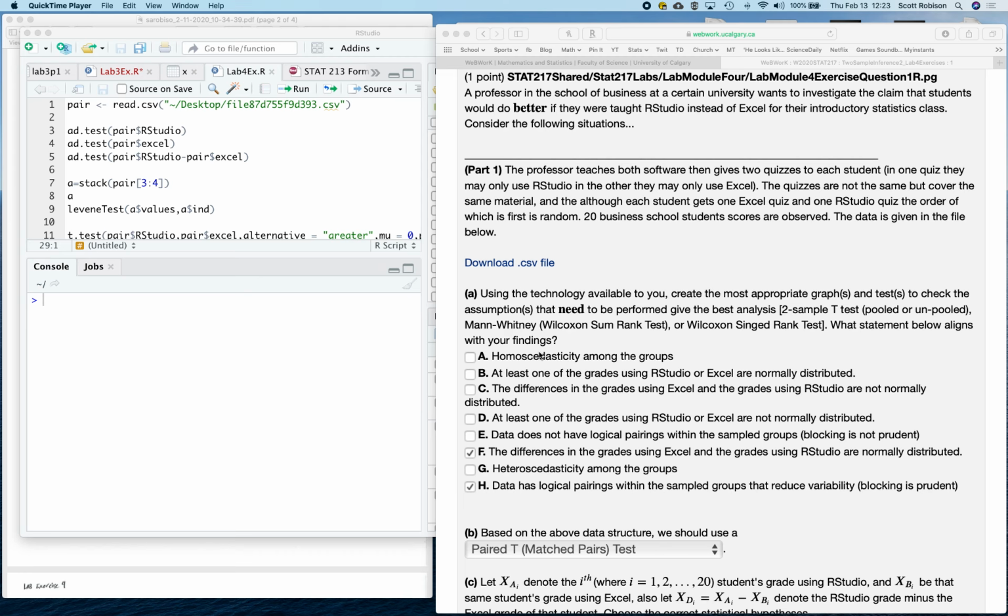On to Lab 4, where we see some interesting questions. A professor is trying to see if students would do better if they're taught RStudio versus Excel in their class. So they teach both software packages to their students, and then give one quiz where the students are only allowed to use RStudio, and another quiz where they can only use Excel. So every student gets two tests.